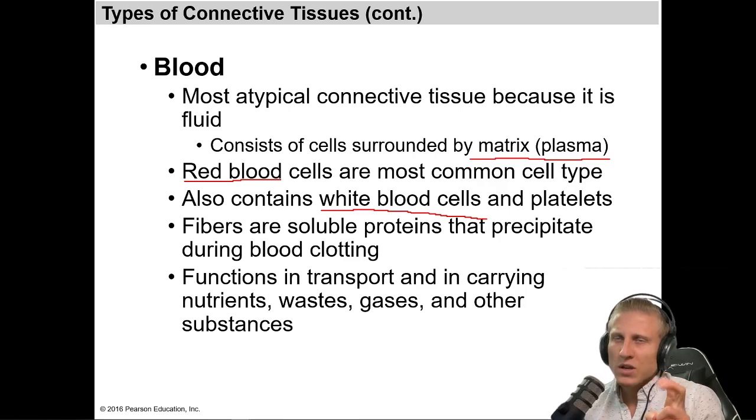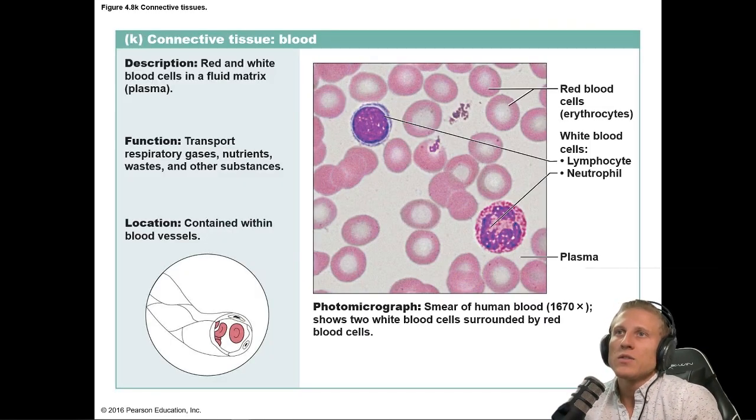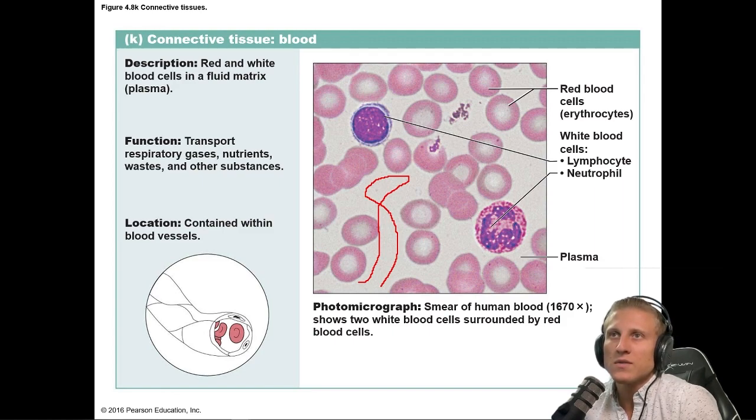Then the fibers, quote unquote fibers, are the soluble proteins and platelets and such that float through the matrix, precipitate during blood clotting, and then function obviously transporting oxygen and nutrients and also removing them from your body's tissues. Here's an example. So again, this plasma is the equivalent to the ground substance we see in connective tissue.